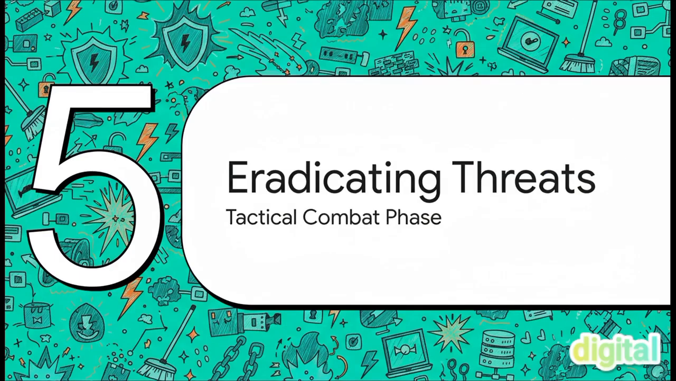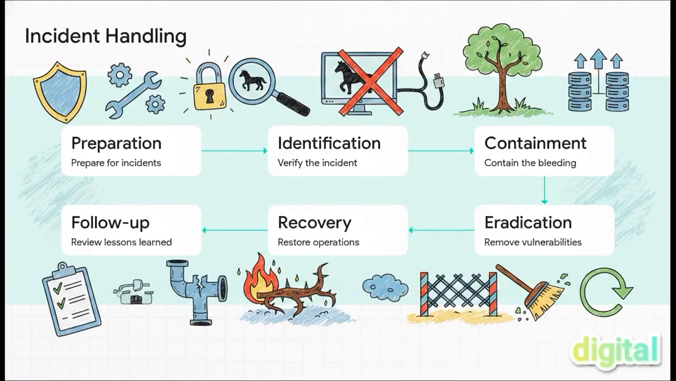Chapter 5. Eradicating the threats. Every professional incident response investigation relies on a rigorous 6-phase cycle. You can't just panic and randomly yank the power cord out of a server. You must prepare for the incident, accurately identify the true nature of the Trojan, contain the bleeding, completely eradicate the root vulnerability, carefully recover your operations, and finally, follow up to ensure the loop is closed forever.